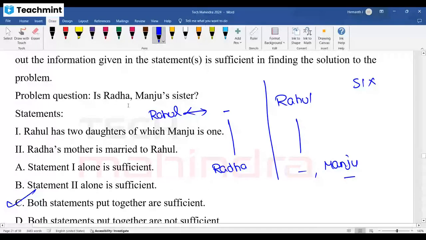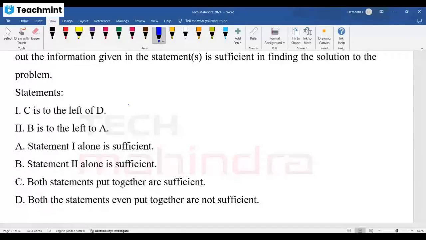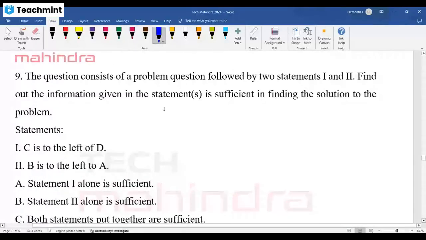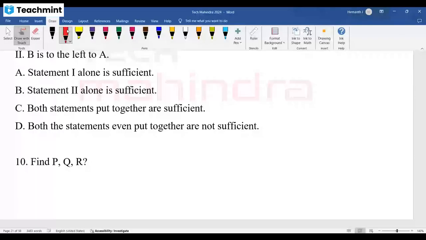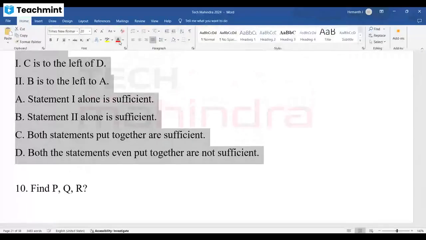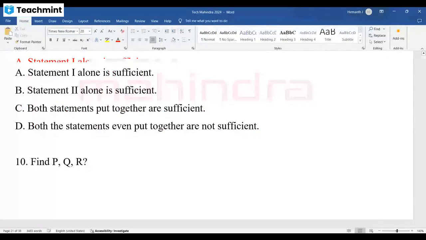Again, data sufficiency. Here the question is missed, so leave this. There is some question they ask: C is in what position with respect to A, something like that. This is an error, I am putting it in red color. So ignore this question, there is some mistake in it.